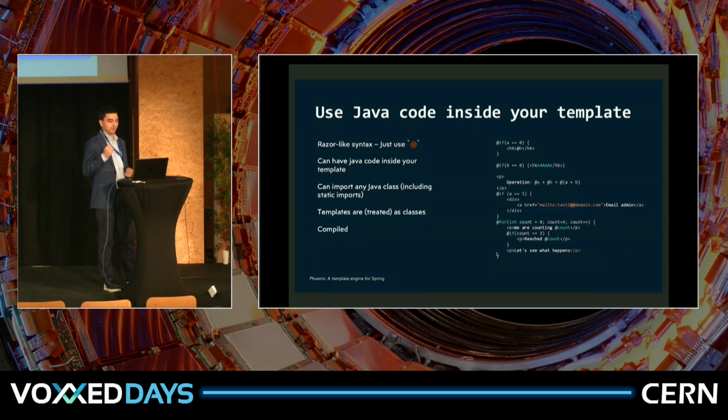And every template gets parsed and compiled into a Java class. This way, the template gets rendered very fast and there is no need for other boilerplate or other utilities. Everything is a Java class that you can use.